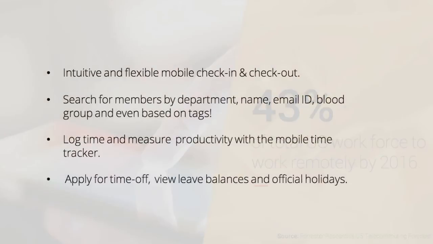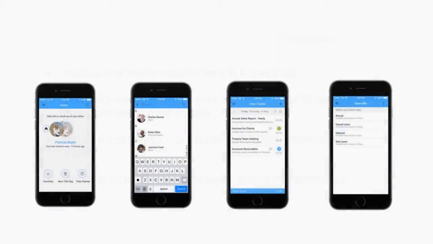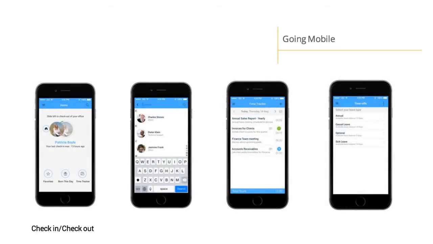Find, connect, and collaborate with your colleagues on the go with the fully functional mobile employee directory. You can also check in and check out your attendance directly from your mobile phone at your convenience. And not just that, you can set IP restrictions to ensure control over where and when your employee clocks in. Your employees can also log time and apply for time off directly through the mobile app. The Zoho People mobile app is available for iOS and Android.